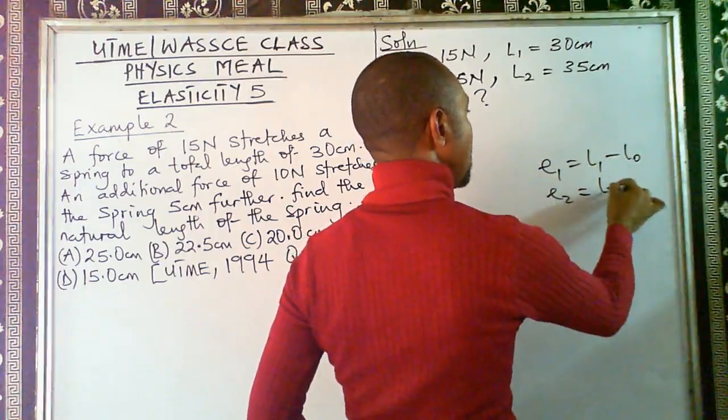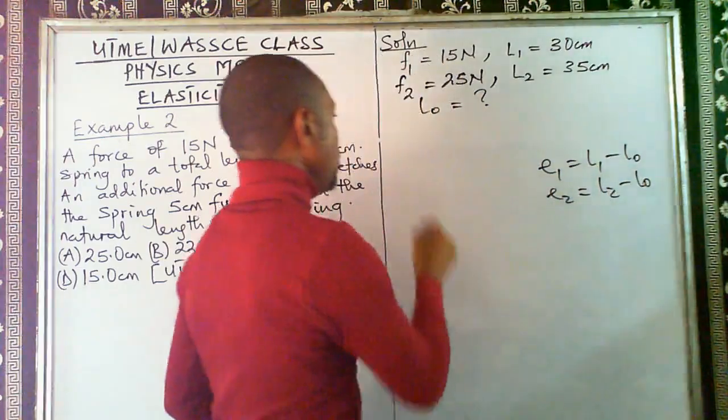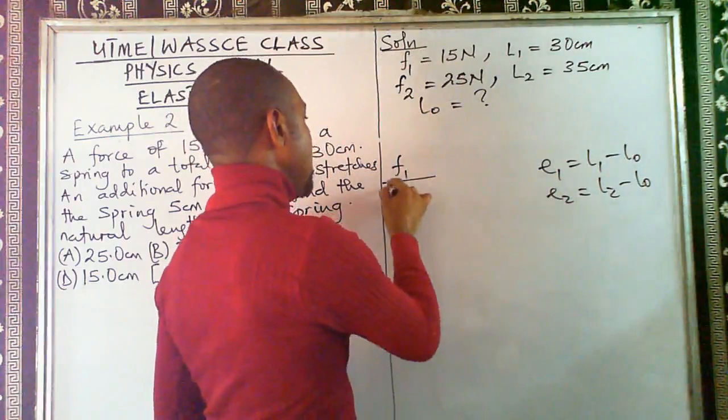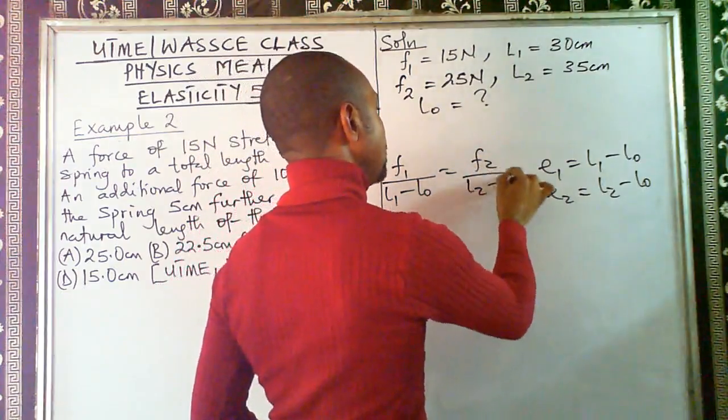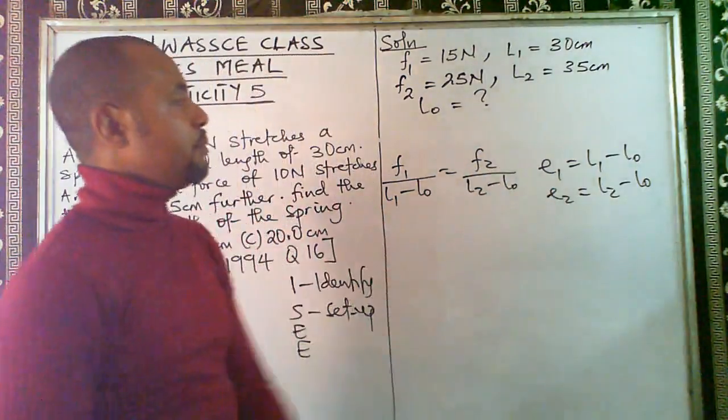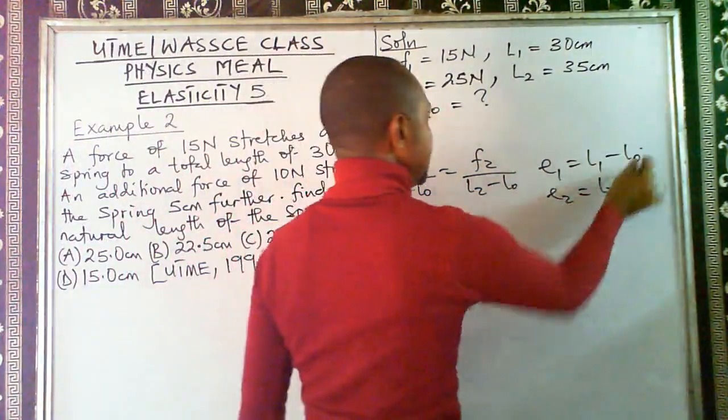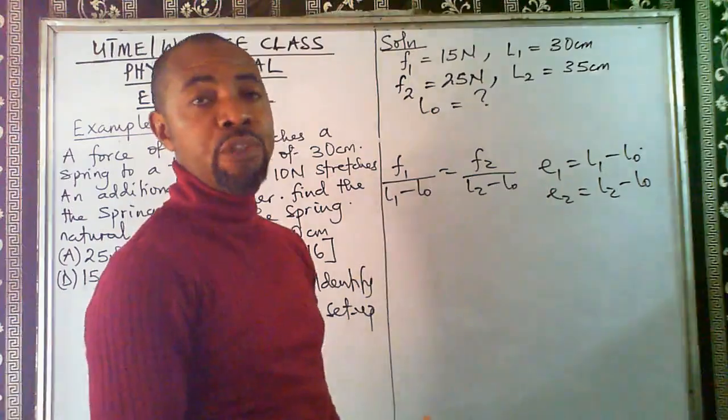E2 is equal to L2 minus L0. Then we also say that F1 over L1 minus L0 is equal to F2 over L2 minus L0. We have this. Now L0 appeared in these three equations, but which one will be suitable?